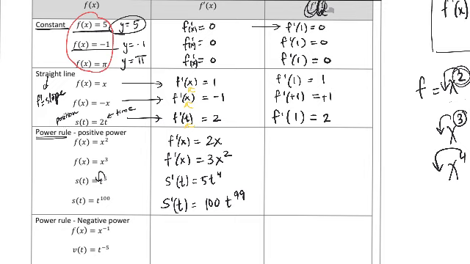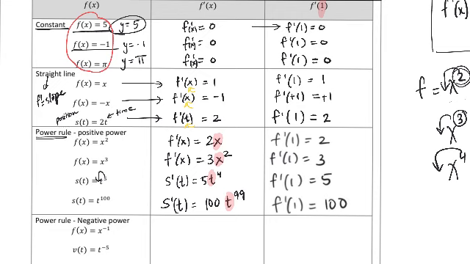Now I'm going to put in 1. When it says f prime of 1 in this last column, that means we're evaluating the derivative at x equals 1. We're putting 1 into the x value of the derivative equation. So f prime of 1 for each of these would be 2, 3, 5, and 100, because 1 to the power 99 is 1.